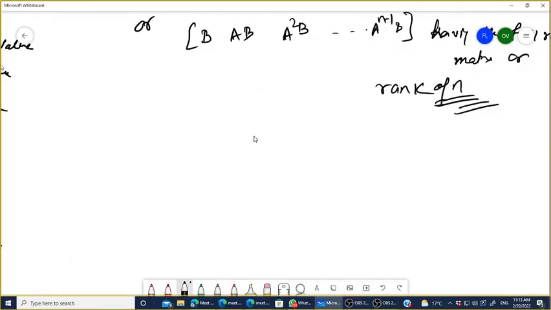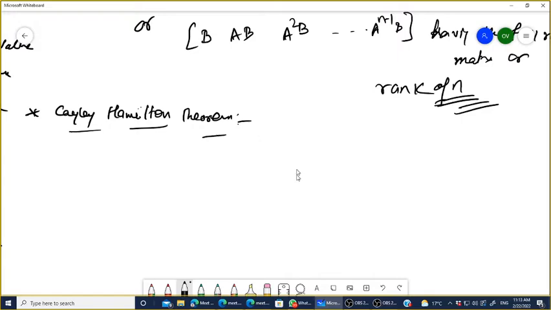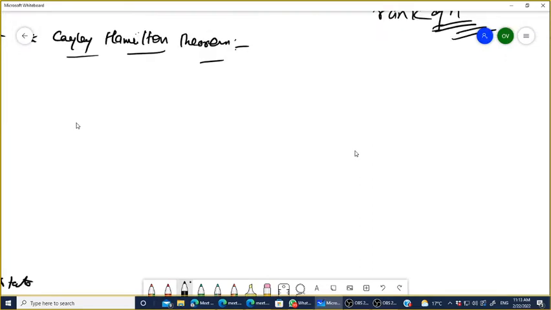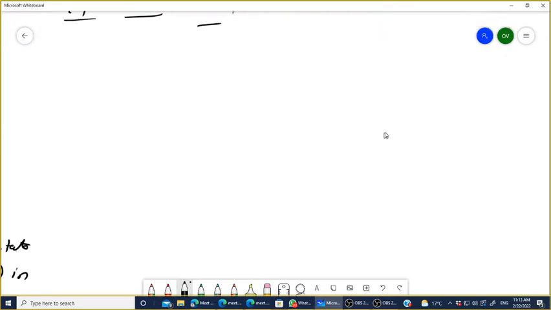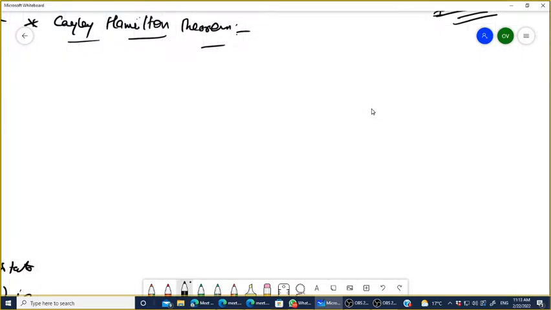So now it's time to understand the proof of the Cayley-Hamilton theorem. Cayley-Hamilton theorem for the controllability. As we know, what is the Cayley-Hamilton theorem? You already studied it in the mathematics part.